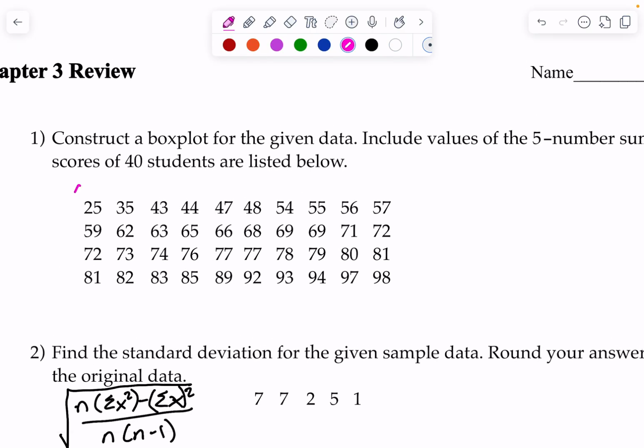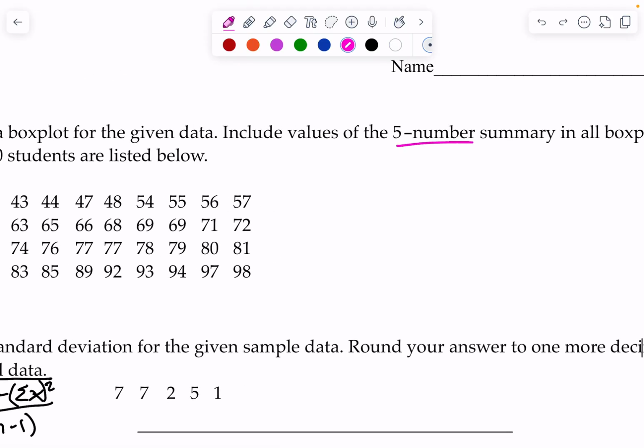Here's your data. It is in order already for you, so that is super nice, but they want the 5-number summary. 5-number summary is min, max, median.